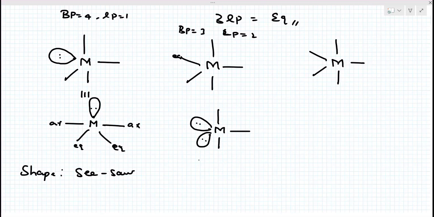Now what is the shape of the molecule? How to find out the shape? Forget the lone pairs and only count the bond pairs. What is the shape of this molecule? Like a T shape, right? It's a T shape.